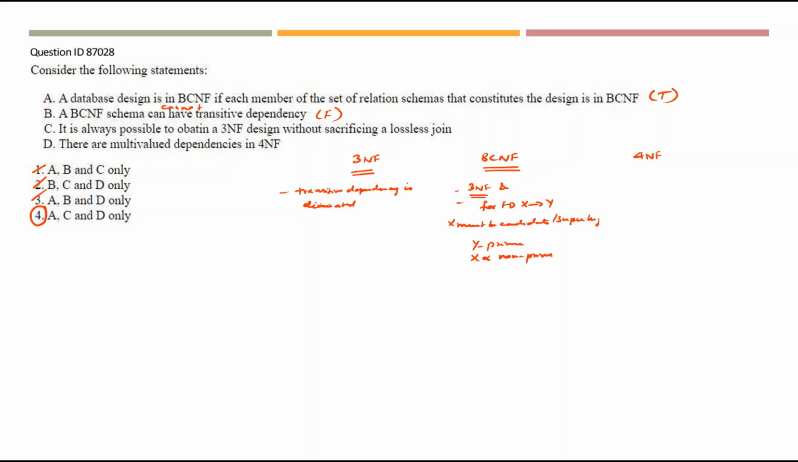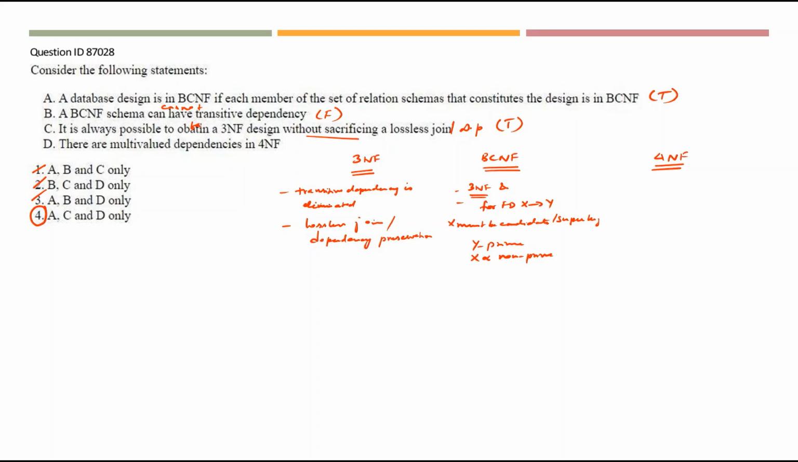Now we will just check C. It is always possible to obtain a 3NF design without sacrificing a lossless join. There is a statement supporting this. They say it is possible to get third normal form without sacrificing lossless join or dependency preservation. This is also true. If we don't eliminate all transitive dependencies, we may need to use null values to represent some meaningful relationship. So this is an additional point added to the C statement.